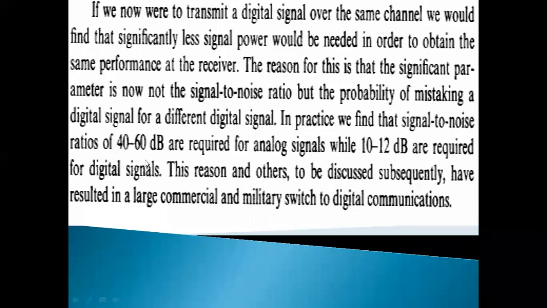How much difference is observed? If you use the analog signal, 40 to 60 dB is required, whereas for the digital signal that is reduced to only 10 to 12 dB. The reasons for this, to be discussed subsequently, have resulted in large commercial and military switches to digital communication. That's why digital communication is preferred in military communications and large commercial communications.